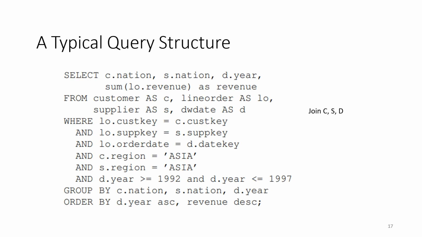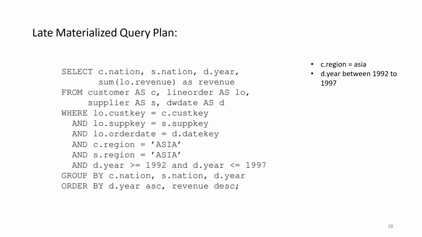Here is a typical query structure. Just have a look. We have taken C.nation, S.nation, and D.year. We are applying the join query on C, S, and D. This is a late materialized query plan where we are using C.region equals Asia, D.year between 1992 and 1997.